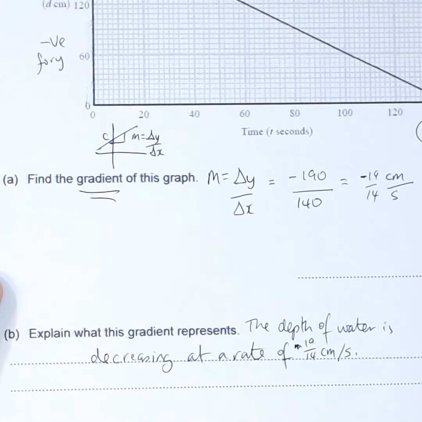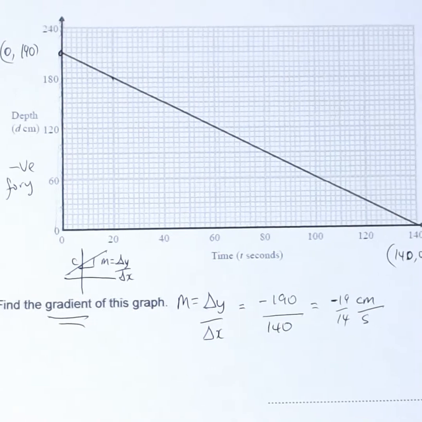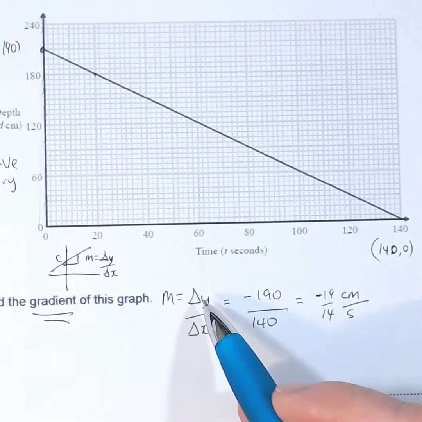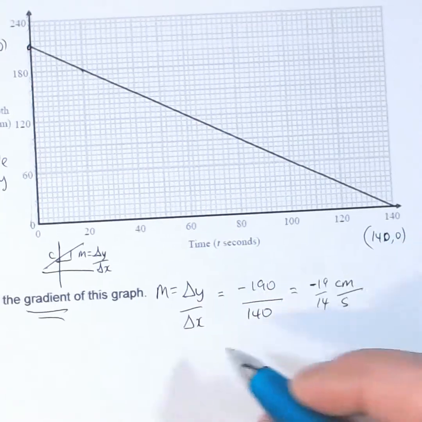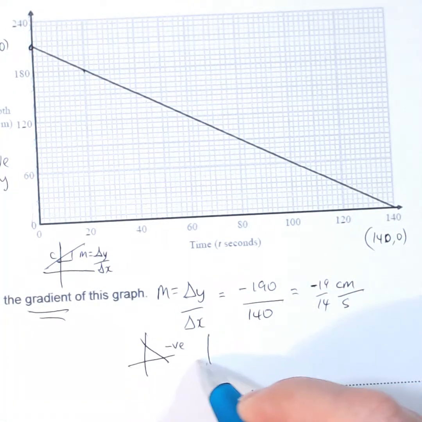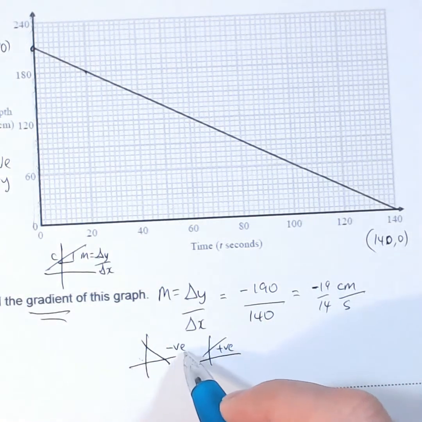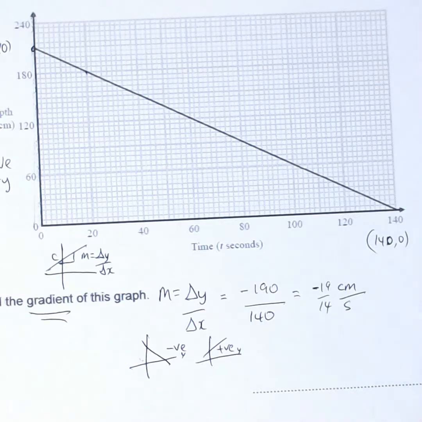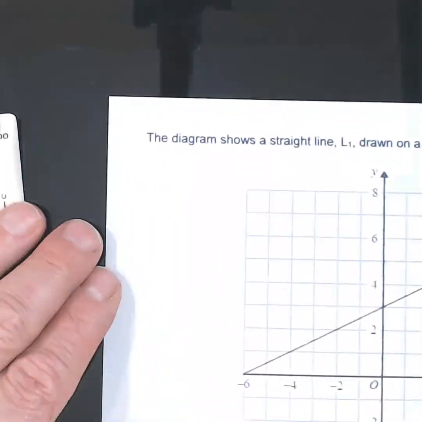Okay, so that's a reminder of how to calculate the gradient of straight line graphs using the delta y over delta x principle, changing the y coordinates, just remembering that if you're going in that direction it's going to be negative, and if you're going in that direction it'll be positive for the y. So here we have a negative y and here we have a positive y. Alright, the change. Okay, so just one last example.